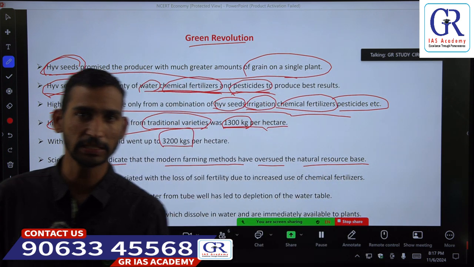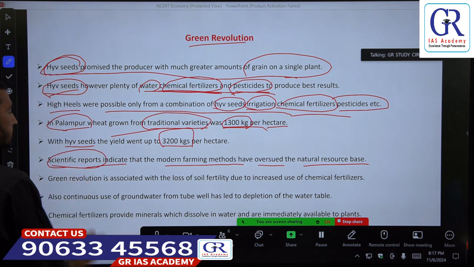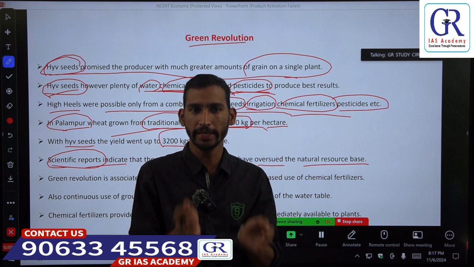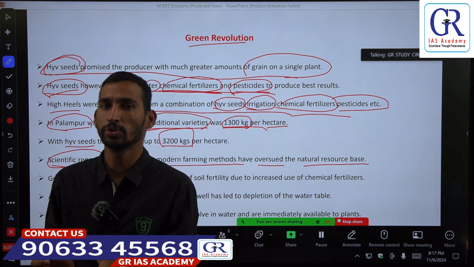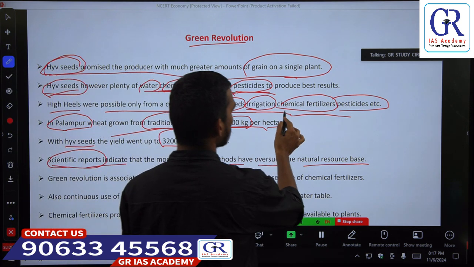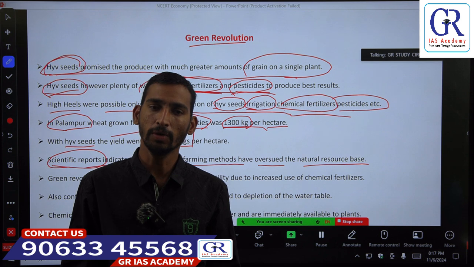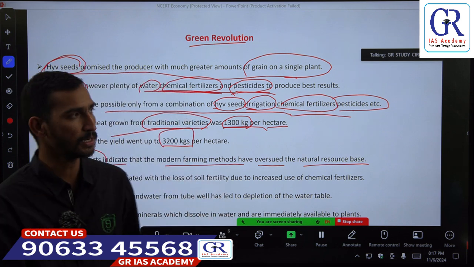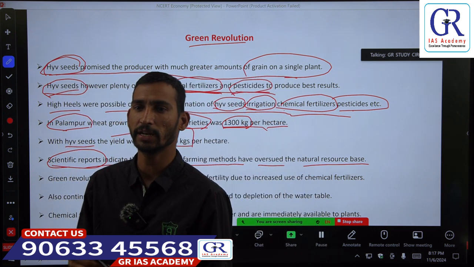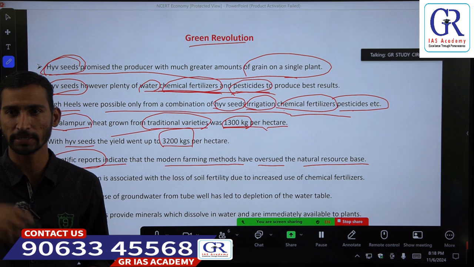But even though we transformed to a food surplus country, what happened? You can see what all the scientific reports are stating about the negative effects of the green revolution. By adoption of the green revolution, soil fertility has decreased, as we are using more chemical fertilizers, pesticides and insecticides. When we adopted the green revolution in the 1960s, from the 1960s to 1980s it was very popular, but due to that, we are seeing the negative impacts of the green revolution in the present scenario.